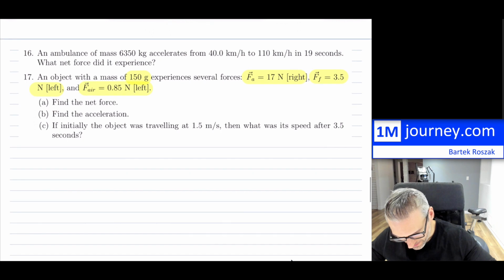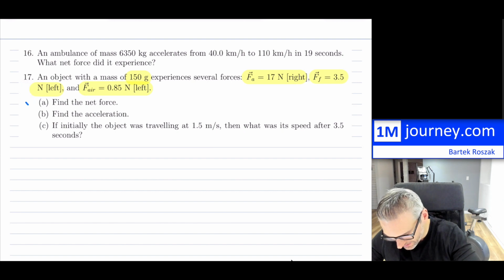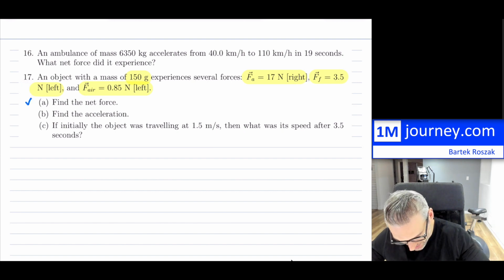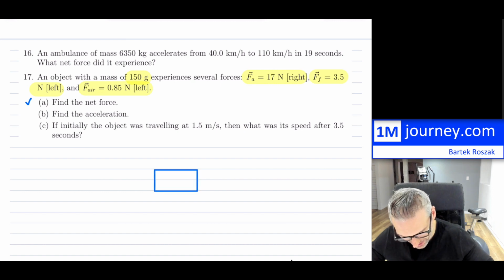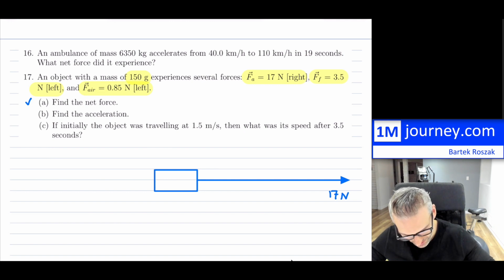Notice that they're asking me to find the net force. Whenever these forces are provided to me, I'll try to draw a free body diagram. It looks like 17 is the largest force. I'm going to really stretch it out there. That's 17 newtons to the right. So that's the force applied.